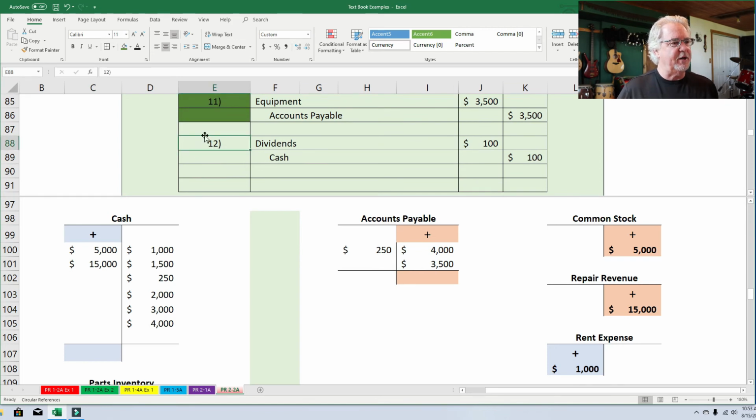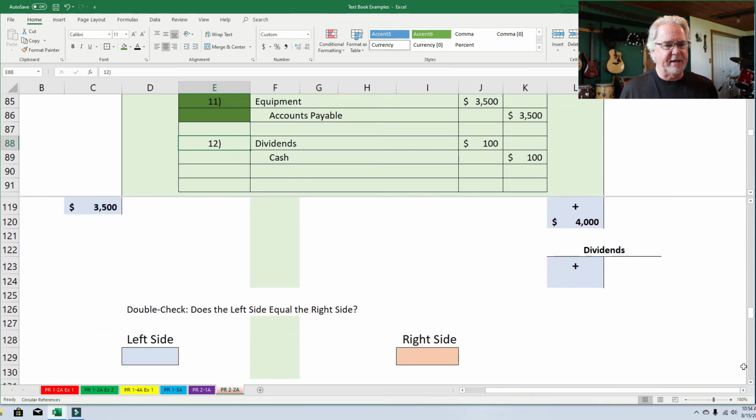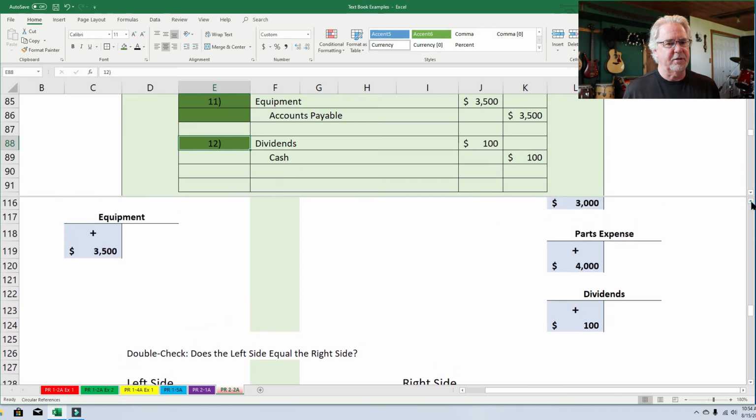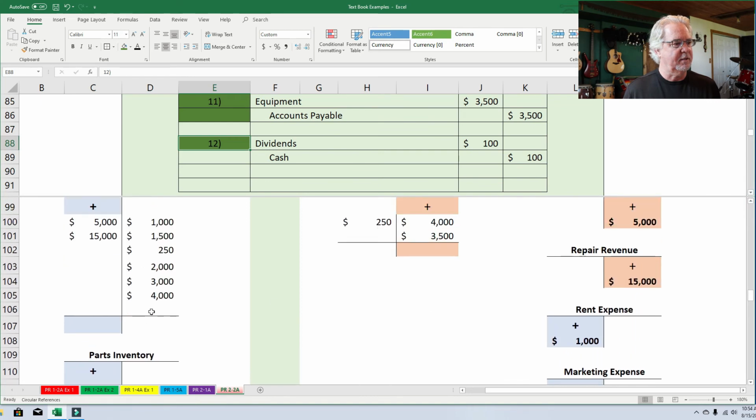Okay, I'm on the last one here. Number 12, dividends here. So dividends, $100. It's on the left. So here we are, dividends on the left. I'm going to mark it off. That way I know I posted it. Cash is on the right for $100. There we go. Cash is on the right. Oh, not that. There we go. And I'm going to mark it off.